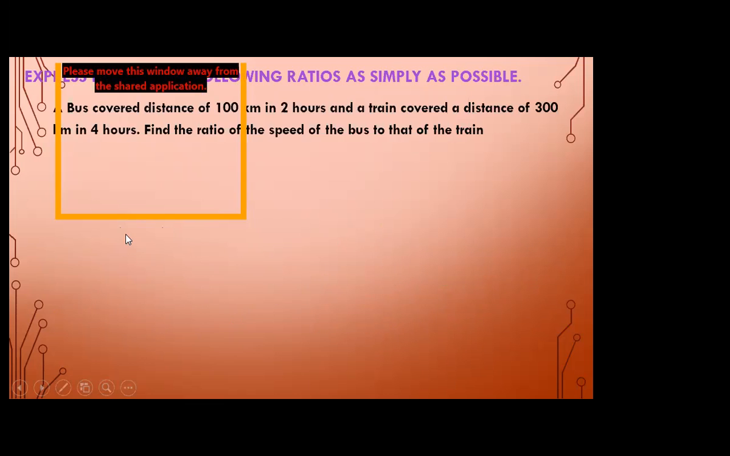Now the next question, student. A bus covers the distance of 100 kilometers in 2 hours and a train covered the distance of 300 kilometers in 4 hours.